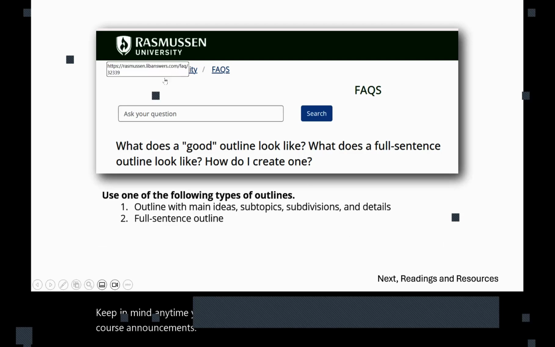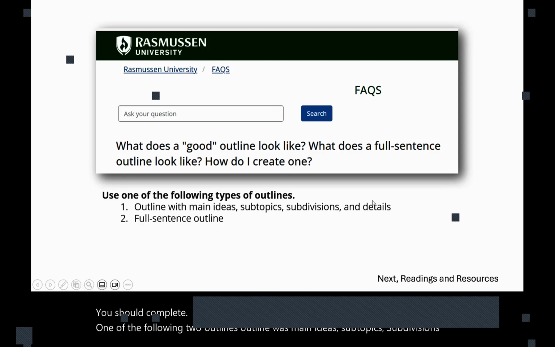Rasmussen University outline. What does a good outline look like? What does a full sentence outline look like? How do you create one? For this assignment, you should complete one of the following 2 outlines. Outline with main ideas, subtopics, subdivisions, and details, or a full sentence outline.